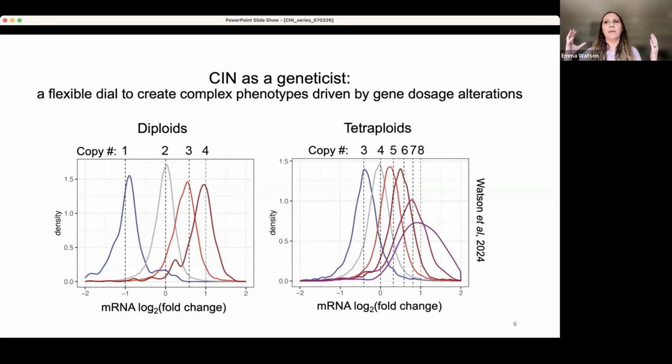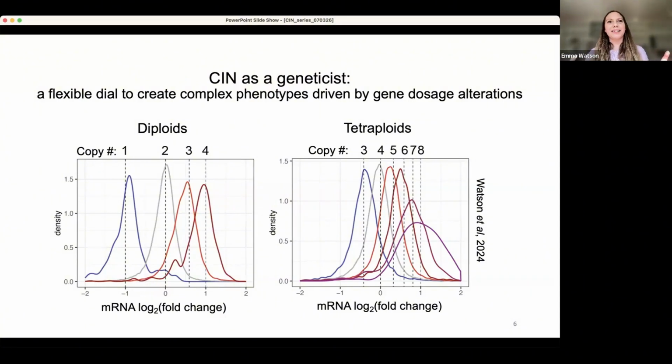So imagine a cell with many different genes altered. That's basically what's also happening within the transcriptome. And then obviously, depending on the background of the cell, whether they're diploid or tetraploid, you might get different gene dosage increments. An extra copy in a copy number 4 background is a 25% increase, versus an extra copy in a diploid background, which is more of a 50% increase. And so again, getting back to this idea that CIN is really a dial that can dose up or dose down genes on a chromosome.